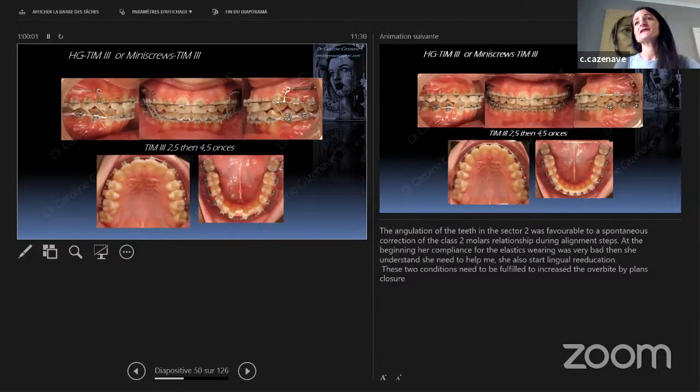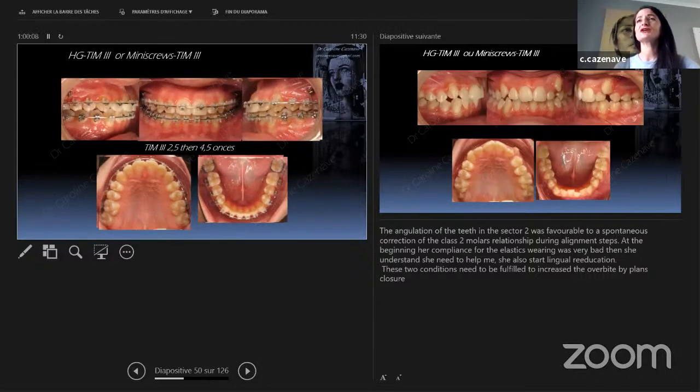Then she understood she needed to help me. She also started lingual re-education. These two conditions need to be fulfilled to increase the overbite by plane closure.